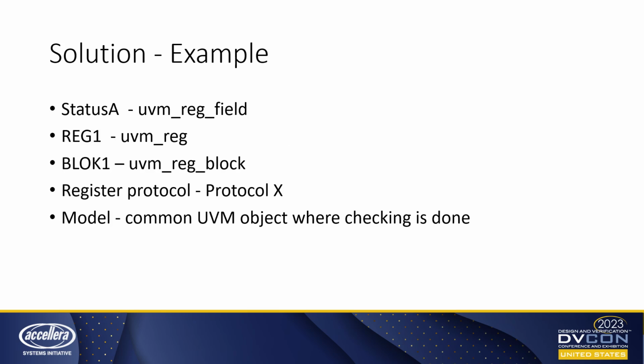In the following slides, I'm going to show you code segments that should explain the solution in more details. Status A is a register field whose value is going to be checked. Status A is a register field of the register called reg1 that belongs to block 1, register block. Protocol used to access register is a protocol X, and all checking is done in the common object called model.